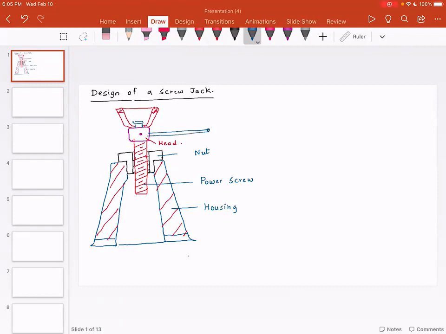So what happens is we rotate the head. As the head rotates, the nut, which is firmly attached to the head, rotates, and depending upon whether you rotate clockwise or counterclockwise, the cup and the load, which will be somewhere here, this is the load, will be raised. That is how a simple screw jack works.